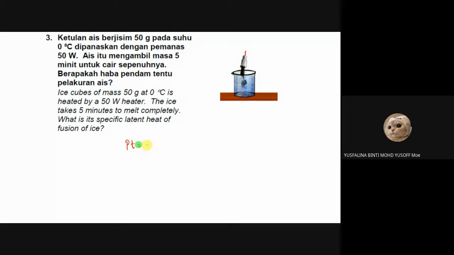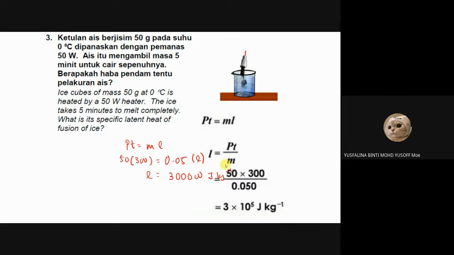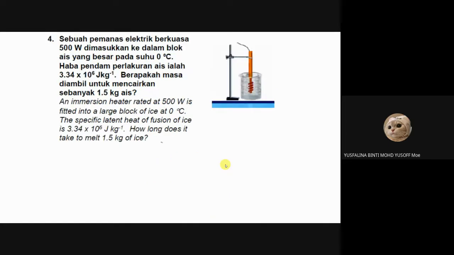So Pt is equal to ml. P is 50, time is 300, right? Mass is 0.05. So you need to find the L here. What is the answer here? 300,000 J kg^-1. Let me check first. Okay, correct, 300,000. This one they changed to the standard form.